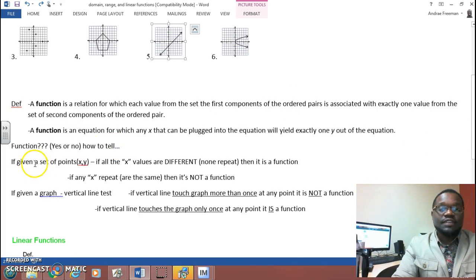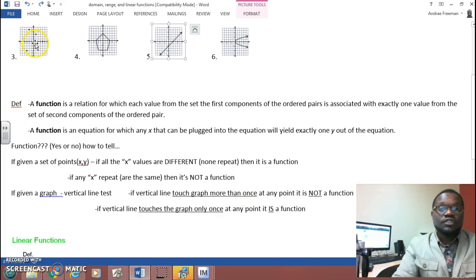Now, there's different ways down here if you look at these. Yes or no. If a given set of points is what I just said, then it's a function. Sometimes people get tongue-tied or twisted on this thing. Now, what about the graph? A vertical line test. A vertical line, if it touches a graph more than once, at any point, it's not a function.